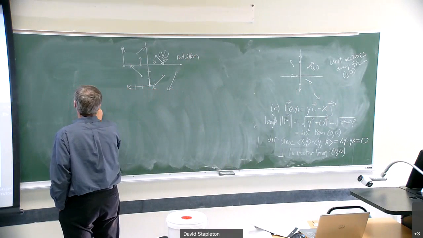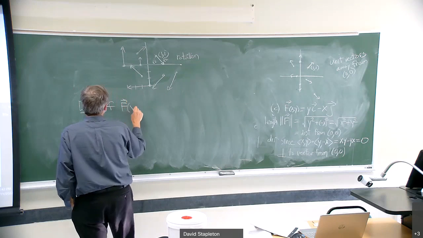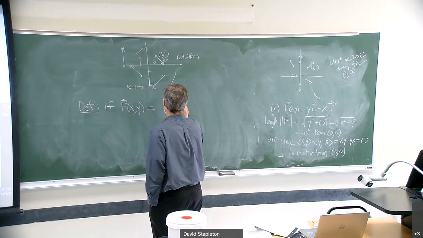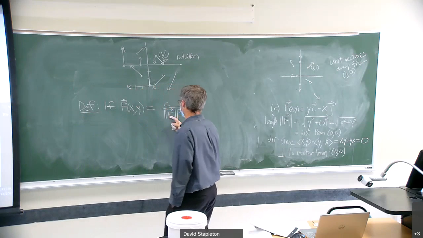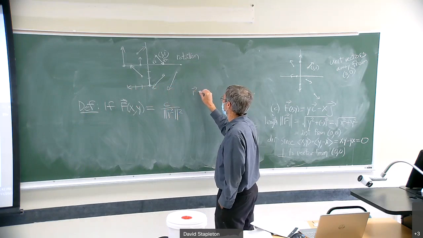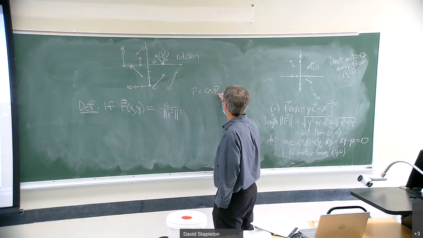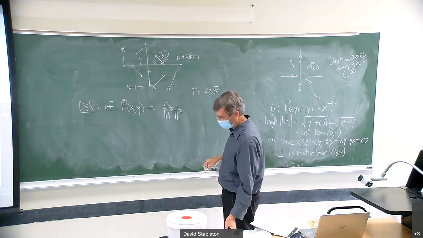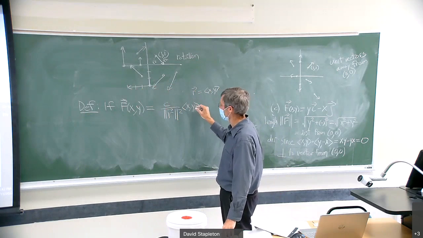The definition: the force field is a constant over the length of r squared, where r is the vector from the origin. In other words, r is the vector x, y. Write it the same way they do. Anyway, times x, y. That's x i plus y j.